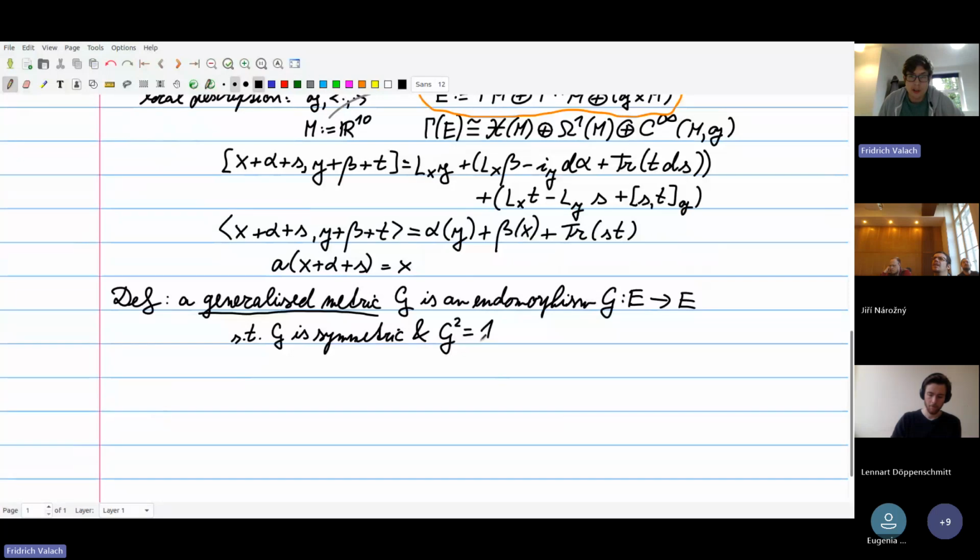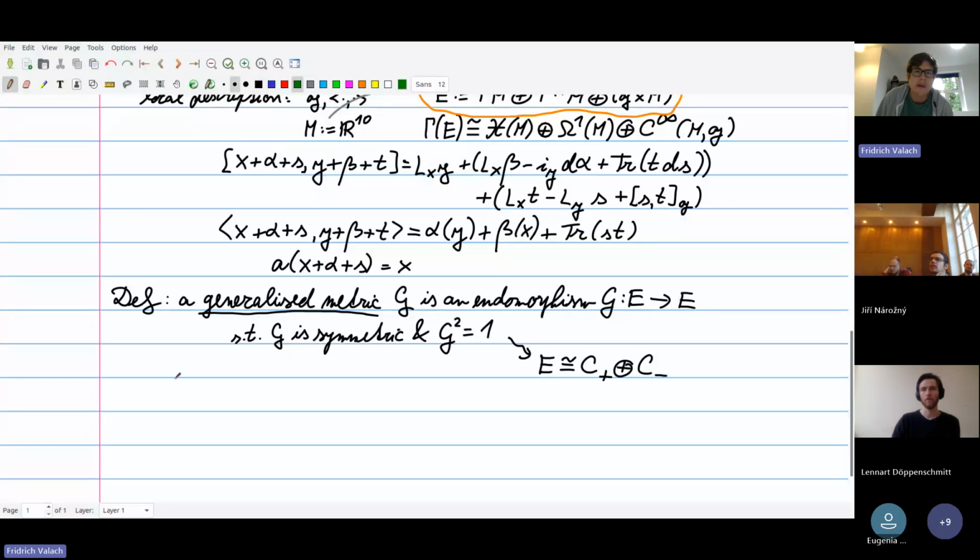And each time you have such a thing, if it squares to 1, then you know that it has plus and minus 1 eigenbundles. So such a thing induces an orthogonal decomposition of your bundle into an orthogonal direct sum of two subbundles. This will be the plus 1 and this will be the minus 1 eigenbundle. I will call them C plus and C minus. And then, saying this, the generalized metric is a very general thing.